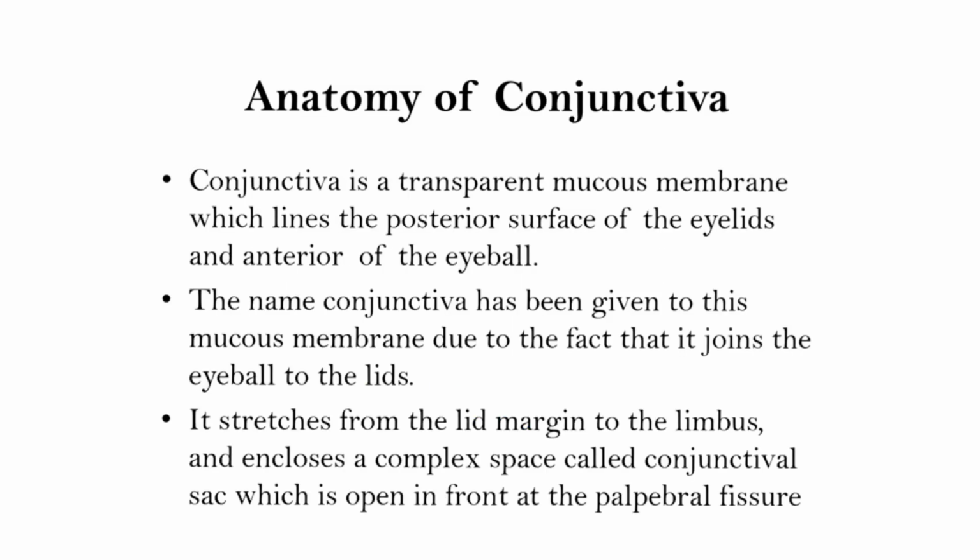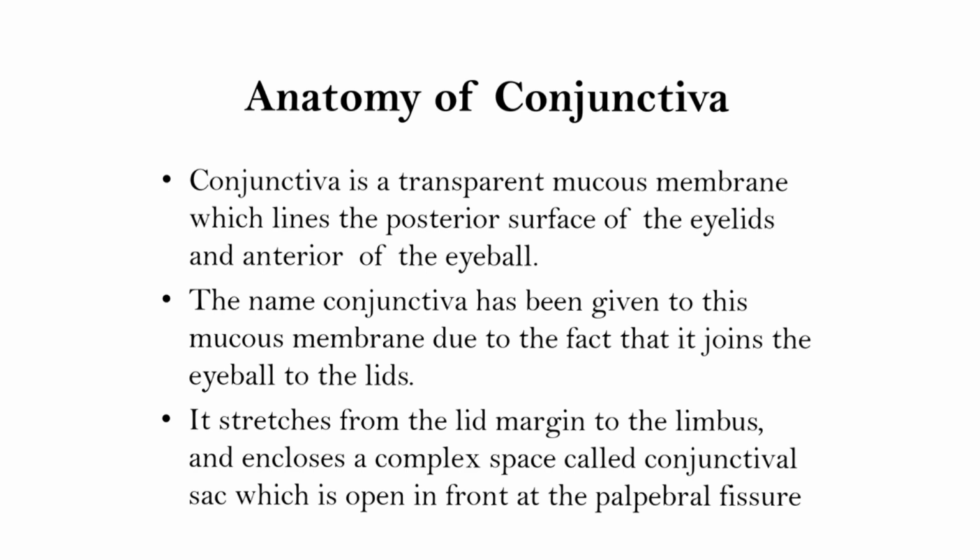So friends, first of all, the anatomy of the conjunctiva. What is the structure of the conjunctiva? The conjunctiva is a transparent mucous membrane which lines the posterior surface of the eyelid and the anterior surface of the eyeball. The name conjunctiva has been given to this mucous membrane due to the fact that it joins the eyeball to the eyelid.